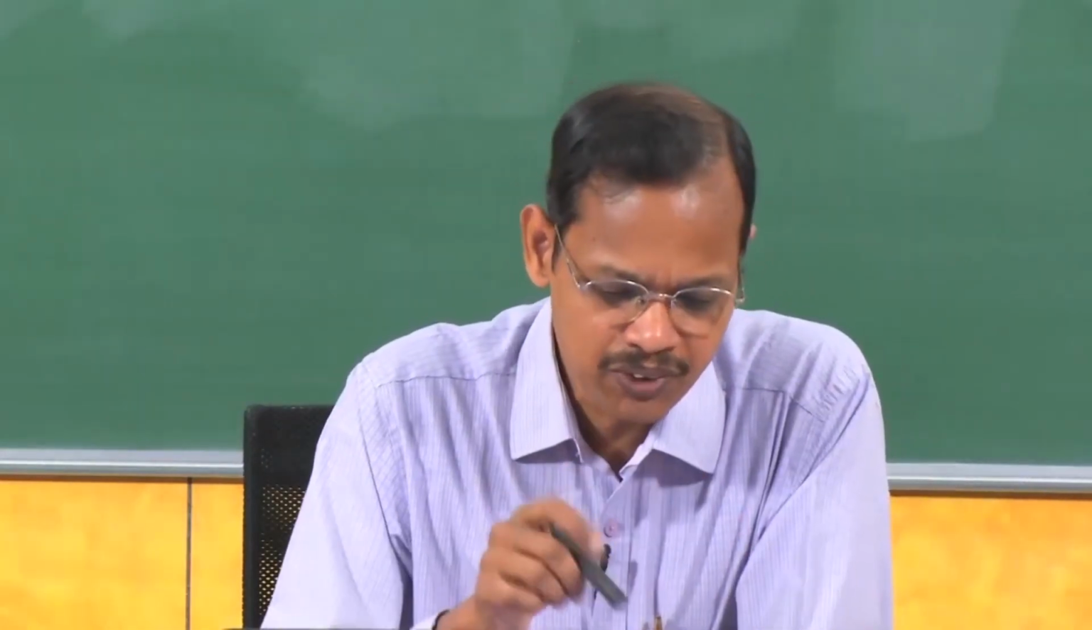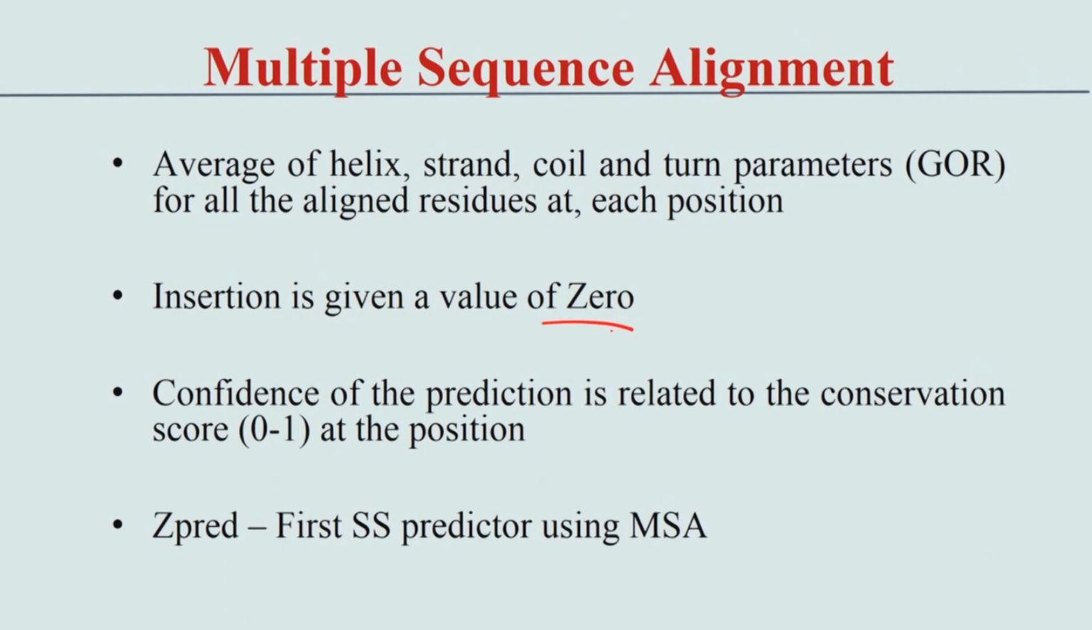If it is an insertion or deletion, where there is a gap, then we use a value of 0, and for the others, they get the table for the helix, strand, coil and turn and get the values, and finally look at the 4 different states, then you can predict. The confidence is based on the conservation score between 0 and 1. If it is 1, then you get higher confidence than with the value of 0. So, the first predictor is ZPRED. This is the first secondary structure predictor using multiple sequence alignment.